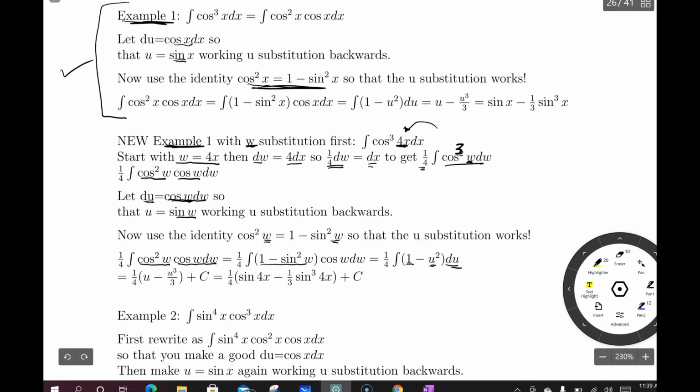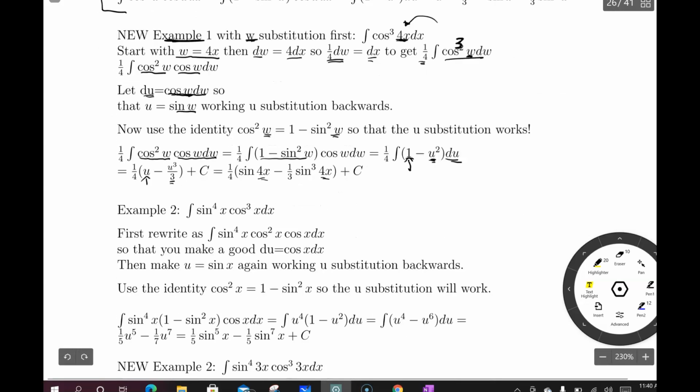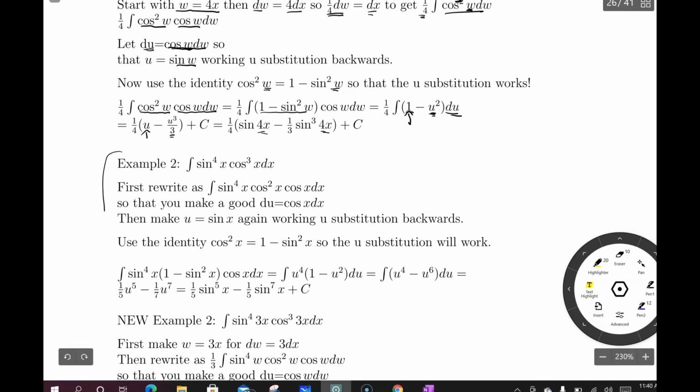And then I put the U in for the sine, take the antiderivative of 1 and get U, and then the antiderivative of U squared, U cubed over 3, and then finally put the sine W back in for U. So I did them both at the same time. Okay, so this was our example 2.